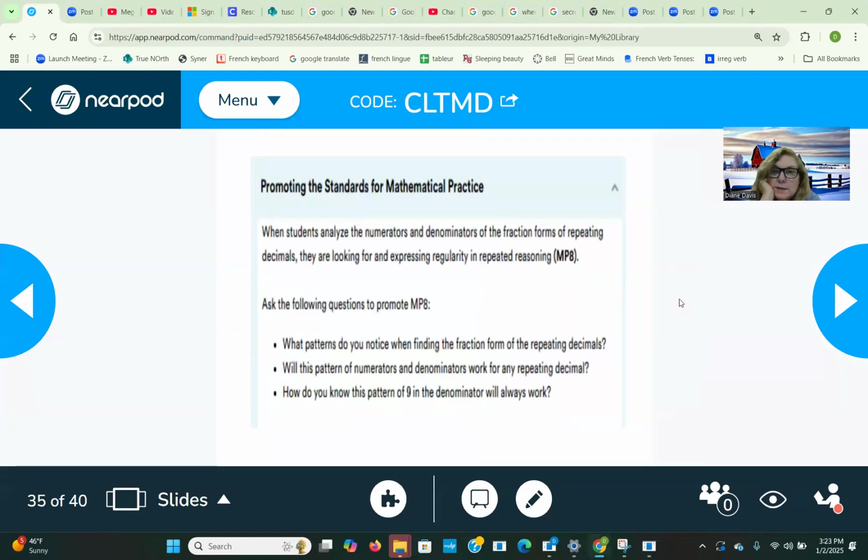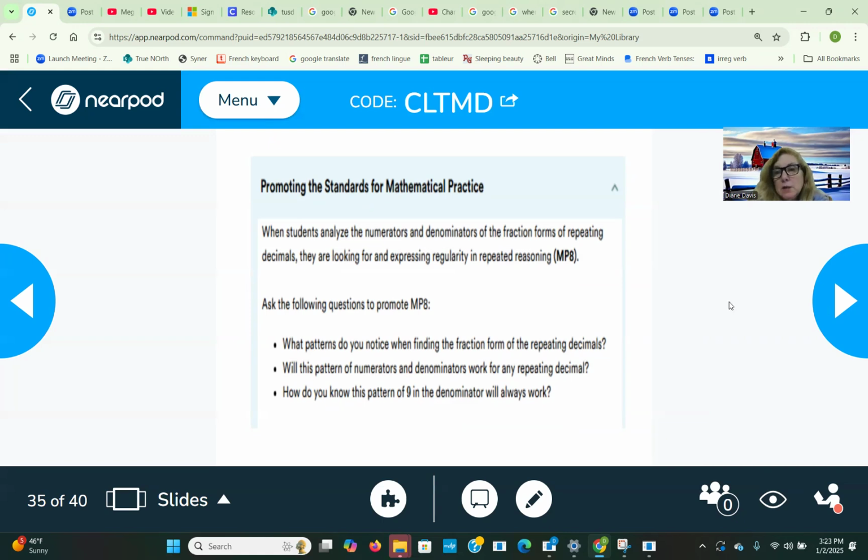When students analyze the numerators and denominators of the fraction forms of repeating decimals, they are looking for and expressing regularity and repeating reasoning. What patterns do you notice when finding the fraction form of the repeating decimals? Will this pattern of numerators and denominators work for any repeating decimal? And how do you know the pattern of 9 in the denominator will always work?